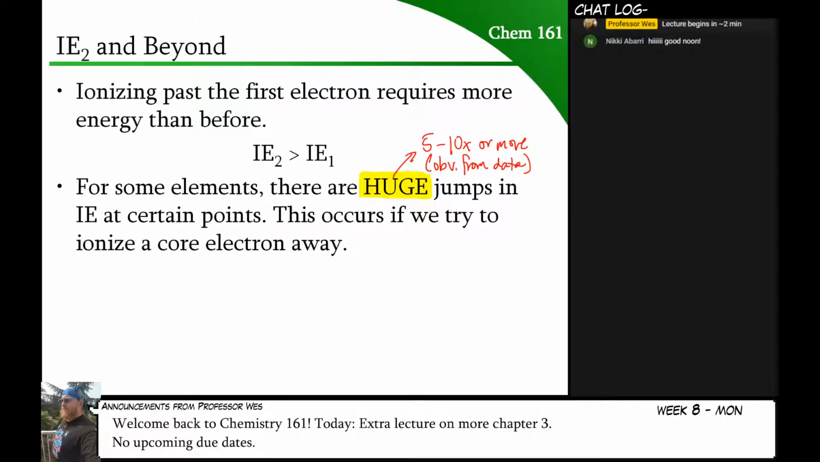What that means is I'm going to give you data, and you'll get to look at it, and you'll notice, oh, there's the huge jump. It went up by like a factor of 10 or a factor of 8. Now, why does that happen? That happens if you try and ionize a core electron.